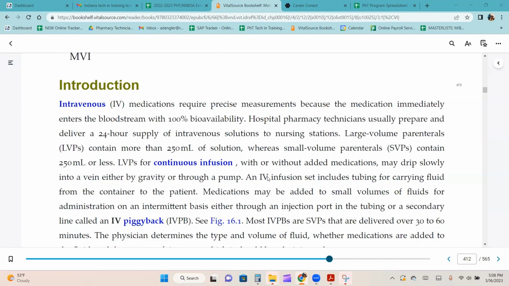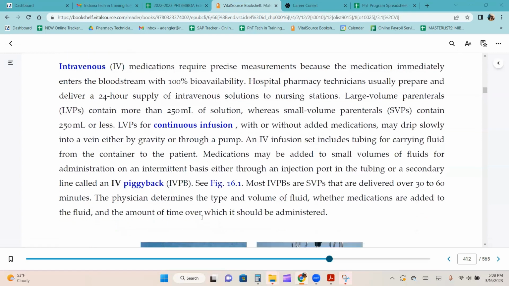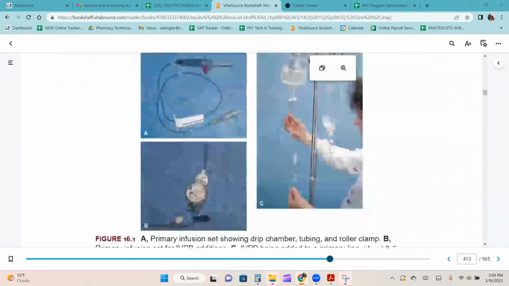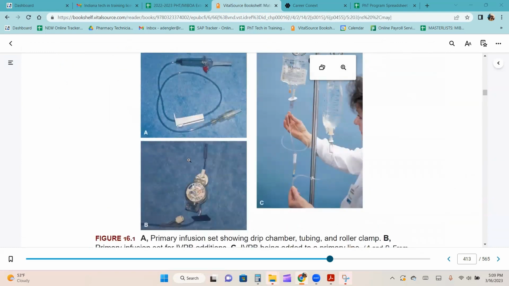LVPs for continuous infusion, with or without added medications, may drip slowly into a vein either by gravity or through a pump. An IV infusion set includes tubing for carrying the fluid from the container to the patient. Medications may be added to small volumes of fluids for administration on an intermittent basis, either through an injection port in the tubing or a secondary line called an IV piggyback. Most IV piggybacks are small volume parenterals that are delivered over 30 to 60 minutes. So here's what that IV tubing looks like. And here's the piggyback.